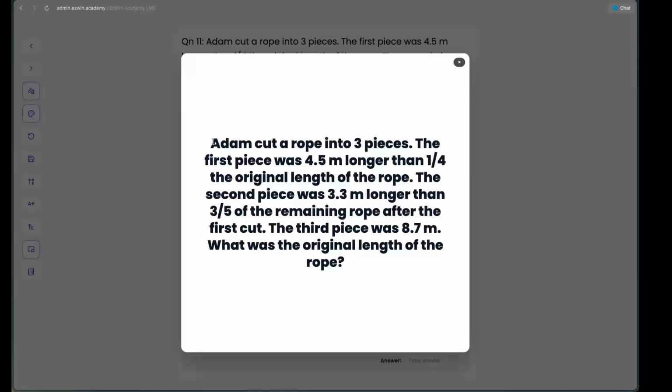Question 11. Adam cut a rope into 3 pieces. The first piece was 4.5 meters longer than 1/4 of the original length of the rope. The second piece was 3.3 meters longer than 3/5 of the remaining rope after the first cut. The third piece was 8.7 meters. What was the original length of the rope?